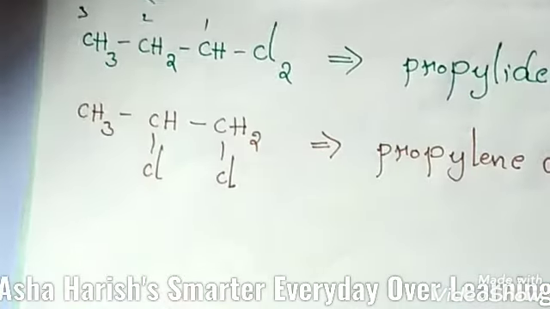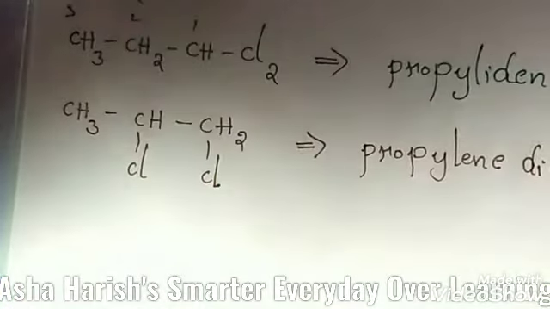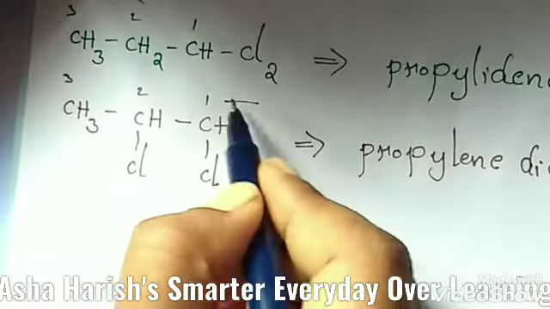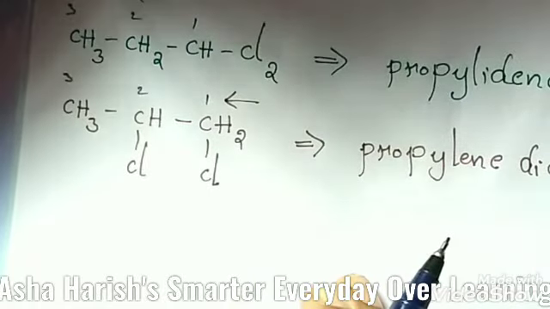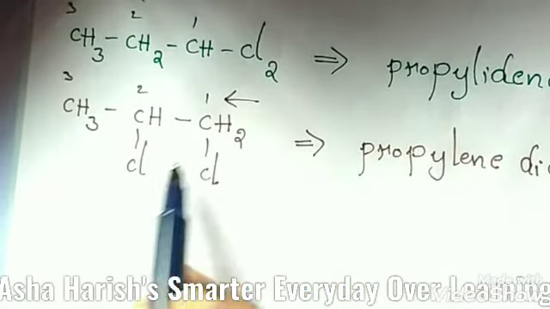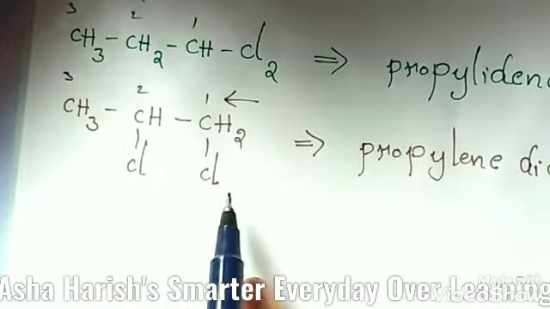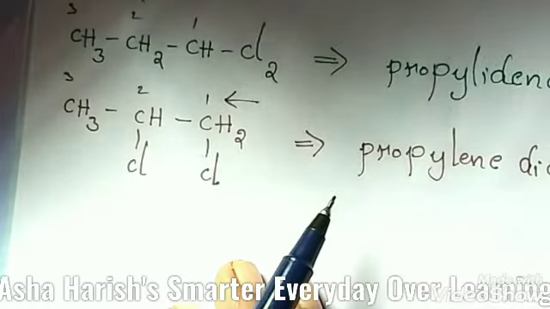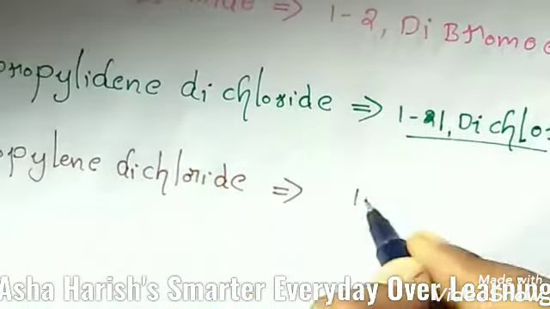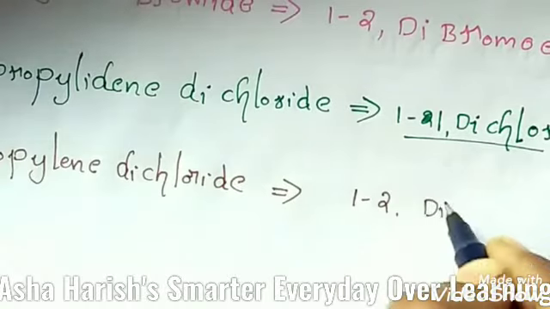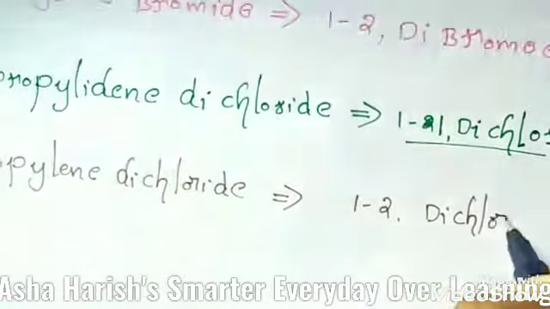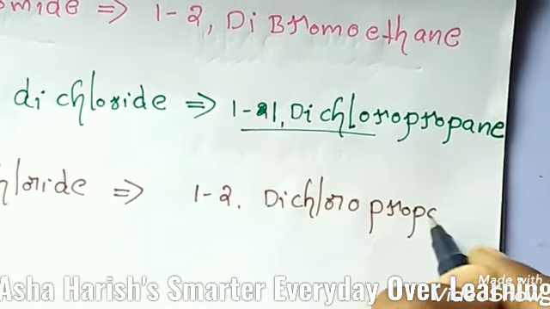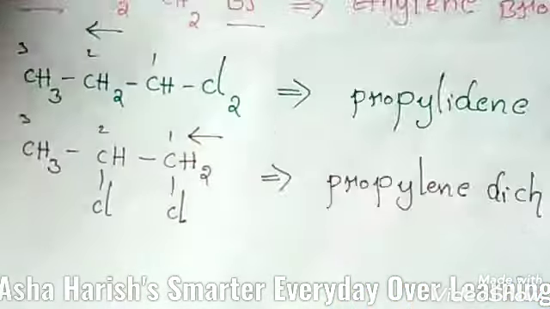And to this formula, what is the IUPAC name? And we should give numbering to this carbon just like this only, right to left. And at first carbon atom and the second carbon atom, these are the halogen atoms are attached here. Then the name should be 1,2-dichloropropane. Right. Okay, I hope you understand.